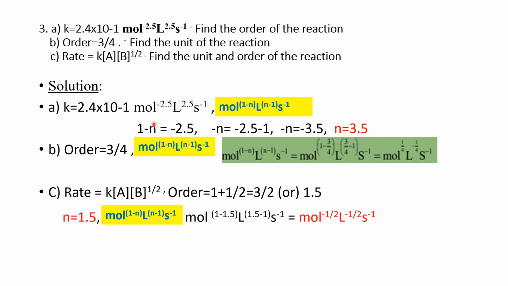n is the order of the reaction. So wherever you substitute, here or anywhere, we can find it easily. 1 minus n is minus 2.5 means minus n is minus 2.5 minus 1, which is equal to minus 3.5. So n is 3.5. The order of the reaction is 3.5.